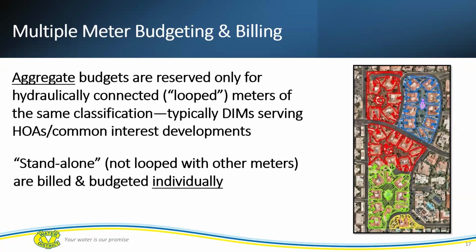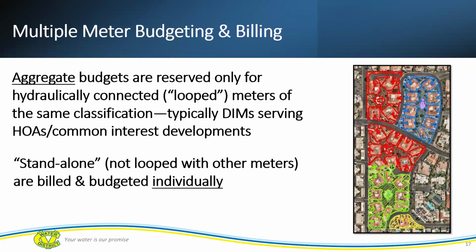So our policy is that aggregate budgets are only available to customers whose meters are hydraulically looped with one another. In this illustration here, you see the red area, for example, that's going to represent multiple meters that are all hydraulically connected with one another. So the red area is going to get an aggregate budget based on that total amount of landscape area. Same for the blue, same for the green and the yellow, and so on.